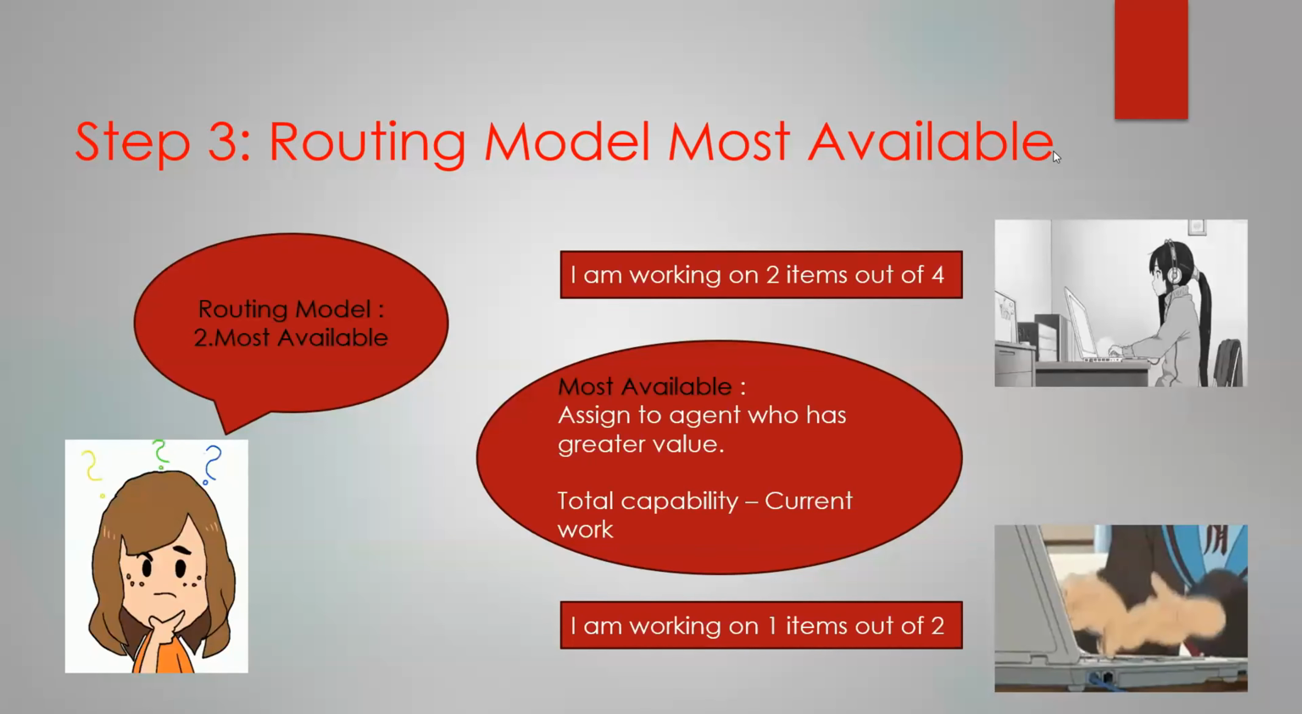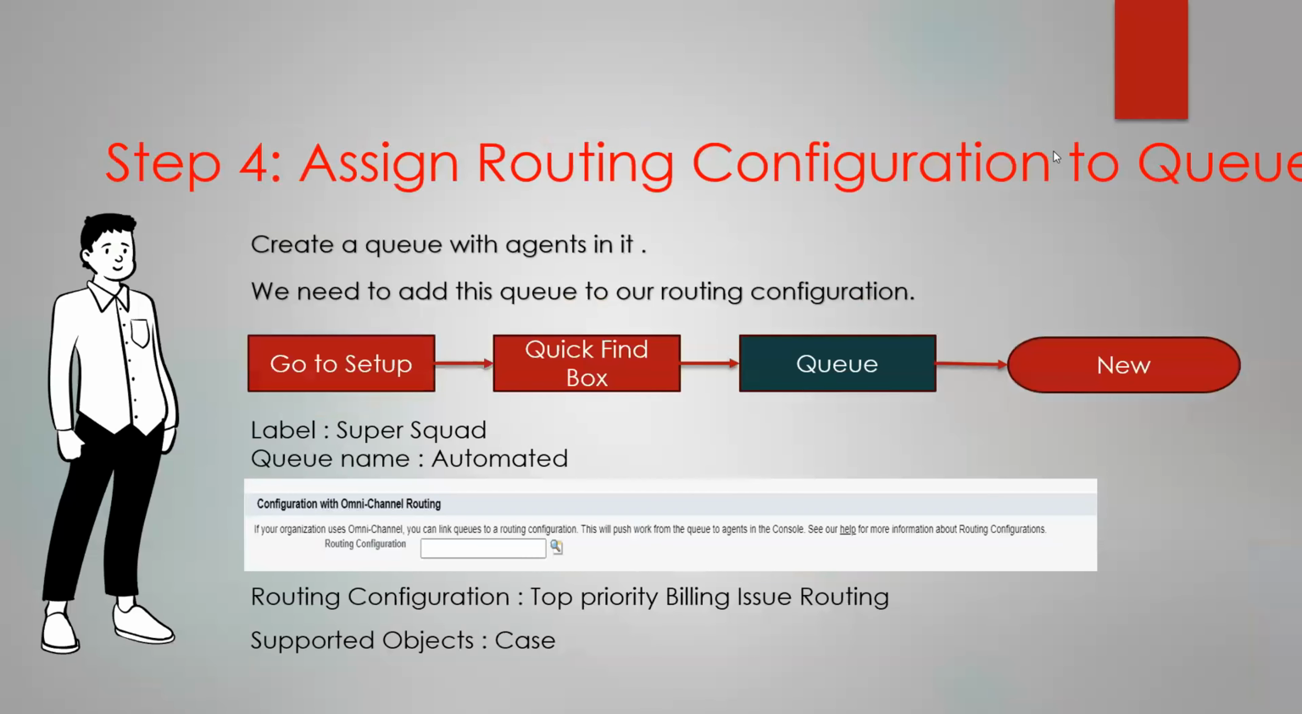Okay, till here we have completed step 3. So we'll move forward. Step 4. We created the omni-channel routing configuration service channel. So what we need to do is assign that routing configuration to the queue. We already know how to create a queue. A queue means we need to take a group of people and then assign the group of people to the queue. So I'm not going to explain what a queue is and how the queue works.